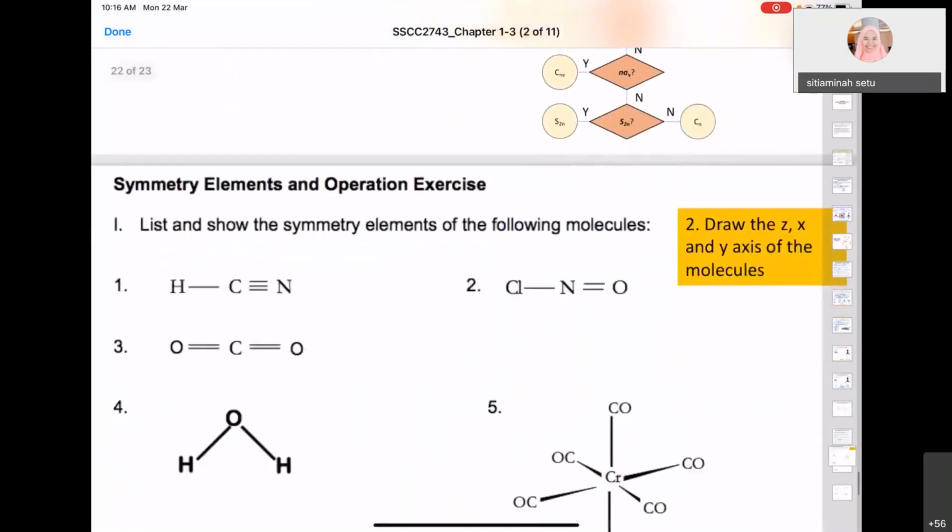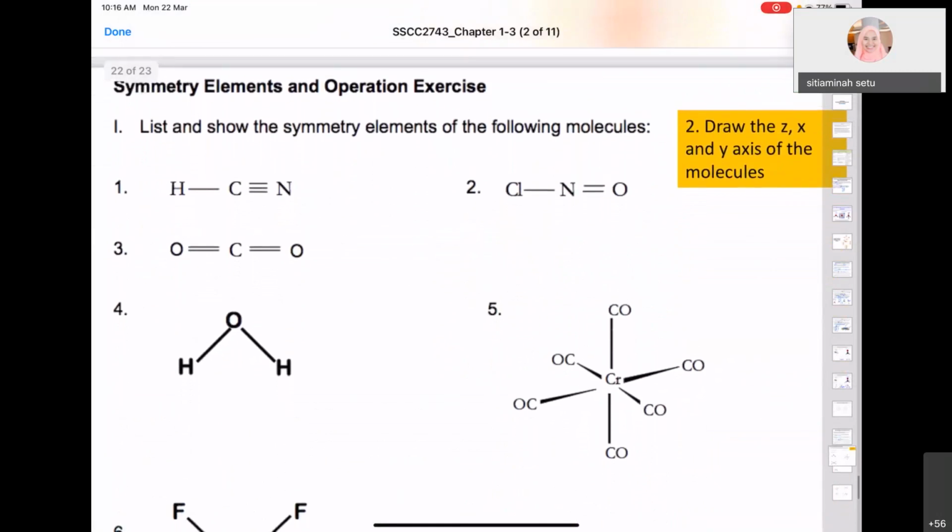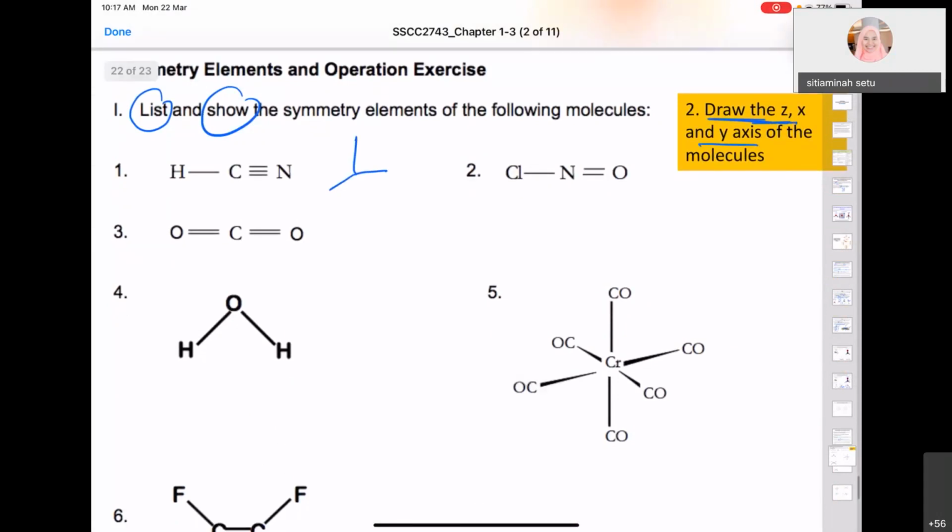Okay, and last but not least, daripada exercise yang tadi, exercise symmetry elements and symmetry operation. Okay, after you determine the symmetry elements and symmetry operation of each molecule, kemudian draw the X, Y and Z axis of the molecule. Okay, nanti you tunjukkanlah kat mana dia punya X, Y, Z. Okay, boleh? So banyak kerja sikit ni.